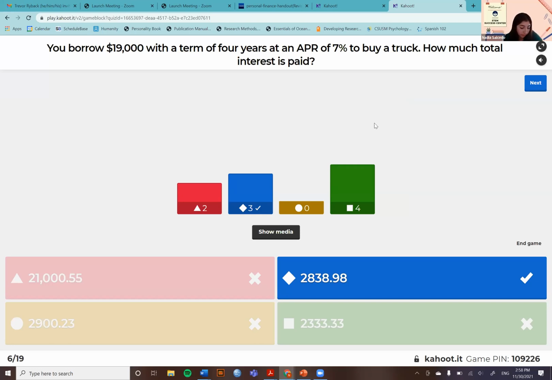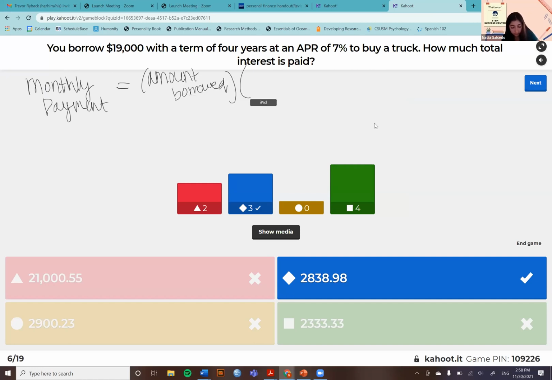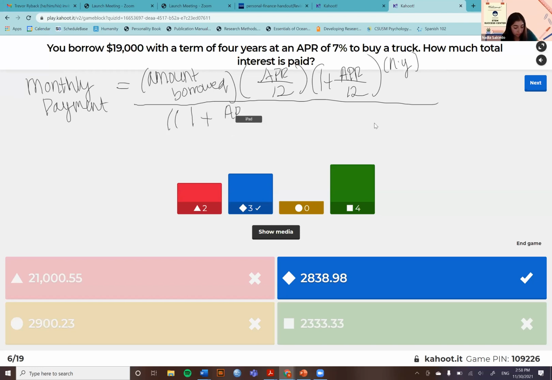So first we're going to want to find our monthly payment to see how much we are paying monthly for this loan. And that formula is going to be your amount that you borrow times APR over 12 times 1 plus APR over 12 to the n times y, and then all of that is going to be divided by 1 plus APR over 12 to the n times y, and then minus 1. So when we plug everything in, our amount that we borrowed was $19,000. Our APR is 7%. So we can fill it in.